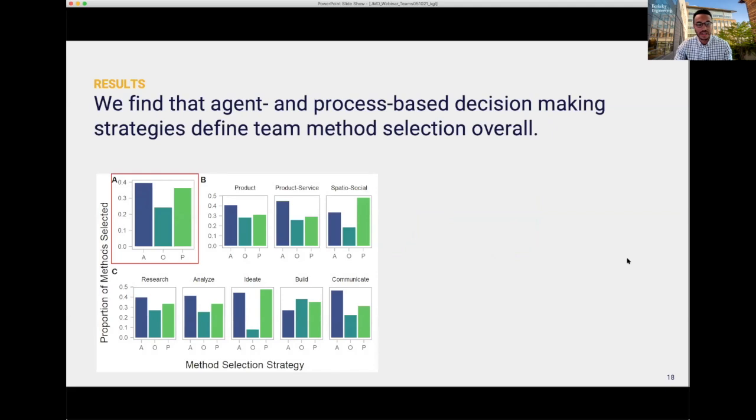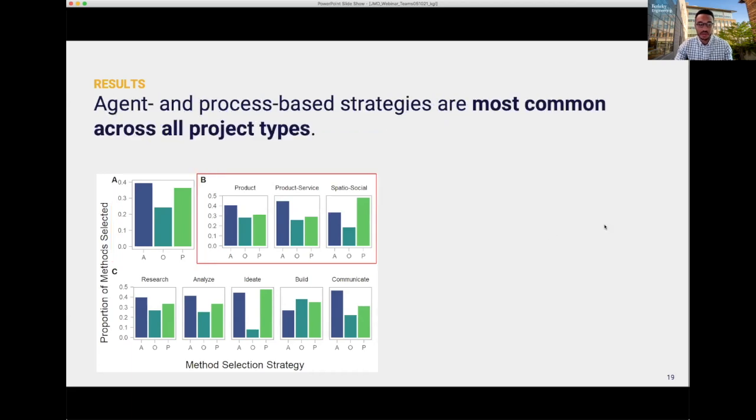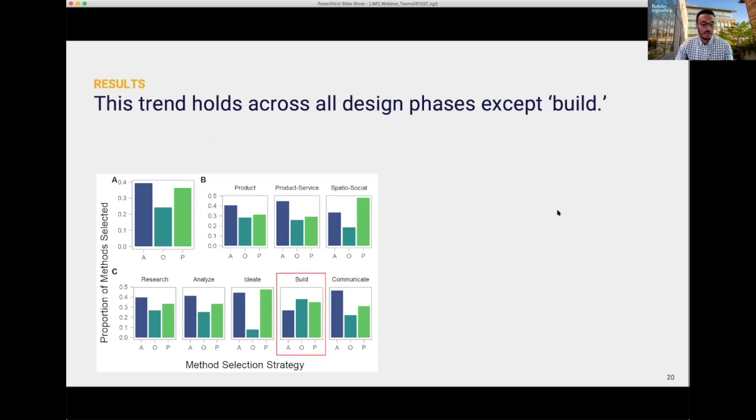Now, in looking at just a high level of some of our findings, we see that agent and process-based decision-making strategies are the most popular and define team method selection overall. Going into a little bit more detail, we also see that these same strategies are most common regardless of the project type that teams are working on. We also see that this trend of a preference towards agent and process-based strategies is present in all design phases except for the build phase.